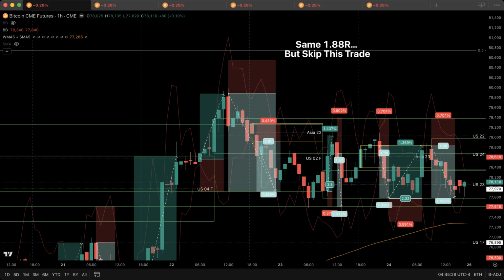April 24th U.S. session forms completely inside April 23rd Asia session box. Full overlap. No expansion. No separation. Everything stays inside. This is not trend. This is compression. Price moves down.